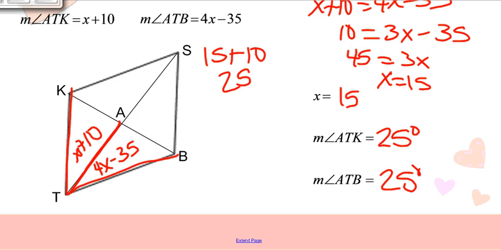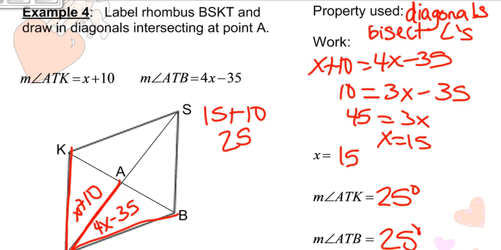Okay, so here was the same property that we used with the square. It was that diagonals will bisect the angles. And so we just set the two equal to one another and we solve for x. And then once we get x, we plug it back in. I chose to plug it into the x plus 10 because I knew that math would be easier for me. And I found that the angles would be 25 degrees.